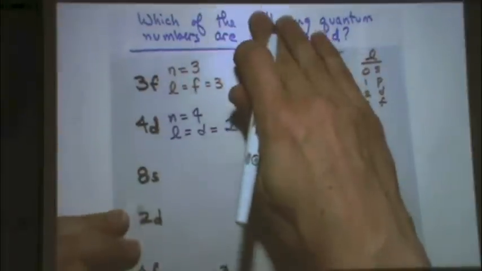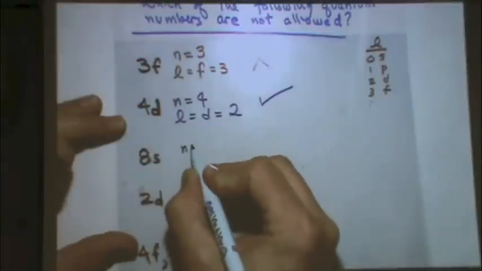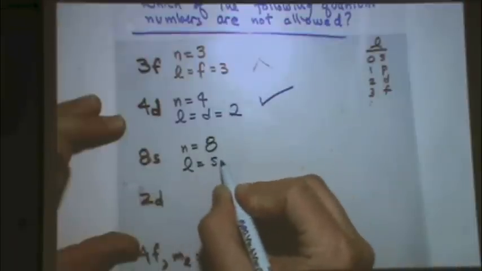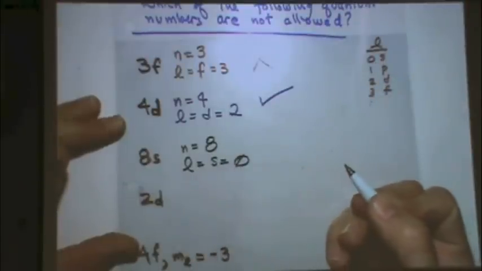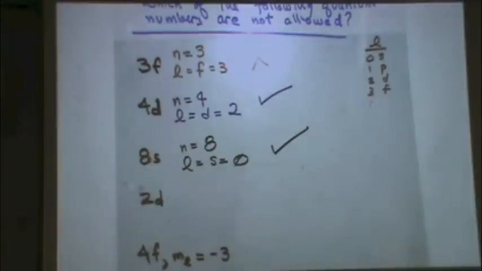Let's try the next one. In this case, N equals 8, L equals S, which is 0. In this case, N is larger than L, 8 is larger than 0, so this is totally fine. Check. That one works. As long as, again, the numerical value of N is larger than the numerical value of L, it's an allowable orbital.